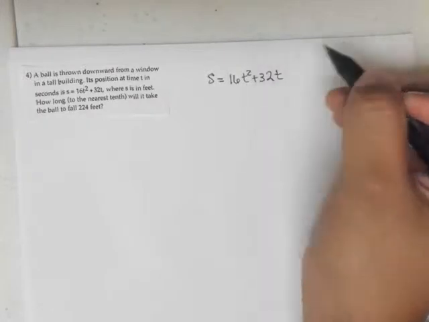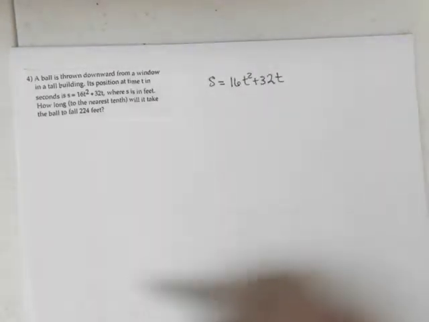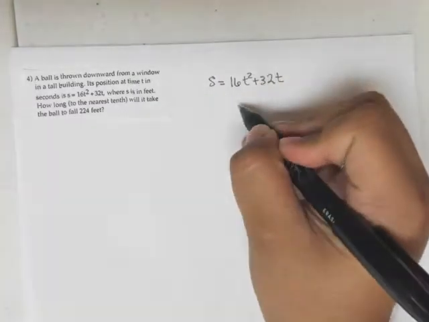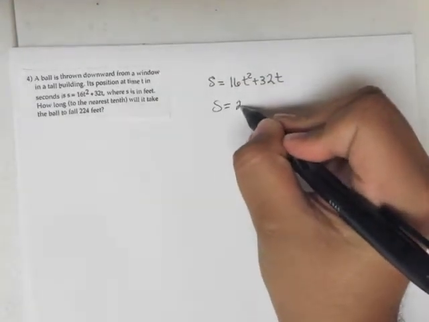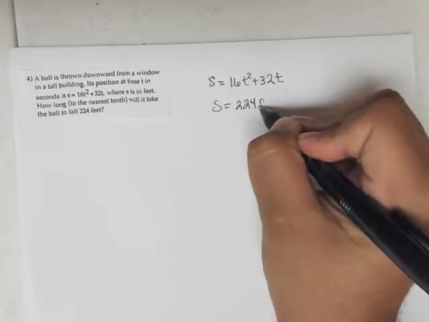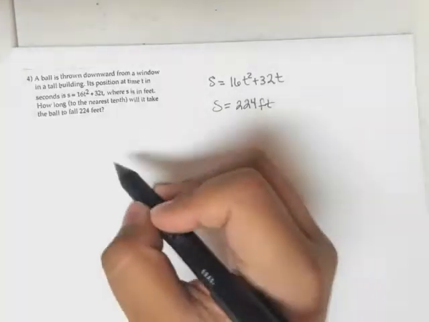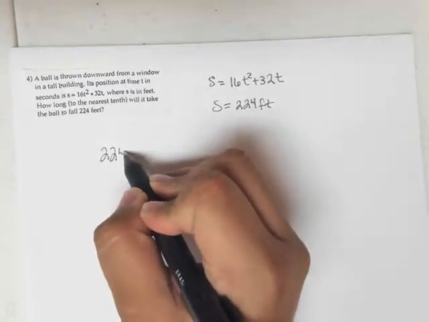I'm not even going to justify drawing a picture here. I think it's pretty self-explanatory. If you'd like to draw a picture, go ahead. But let's see, what's the distance? S is 224 feet. So let's go ahead and set that equal to each other.